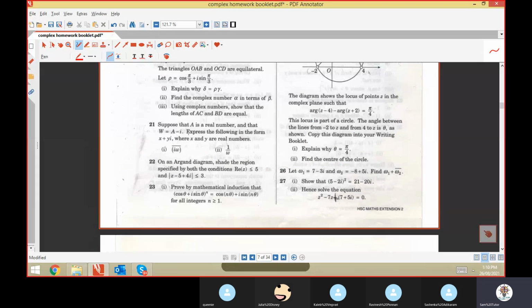Question 2(i). Suppose that a is a real number and that w is equal to a minus i. Express the following in the form x plus iy, where x and y are real numbers: i omega, and then its conjugate.